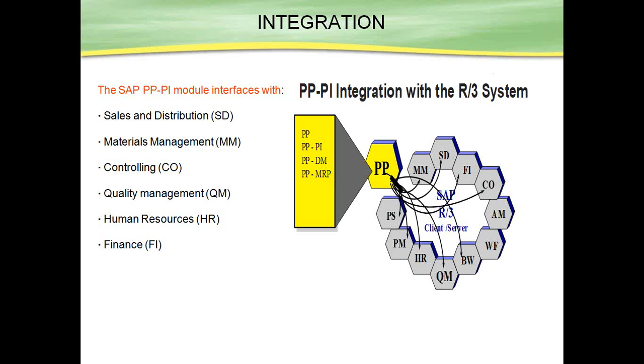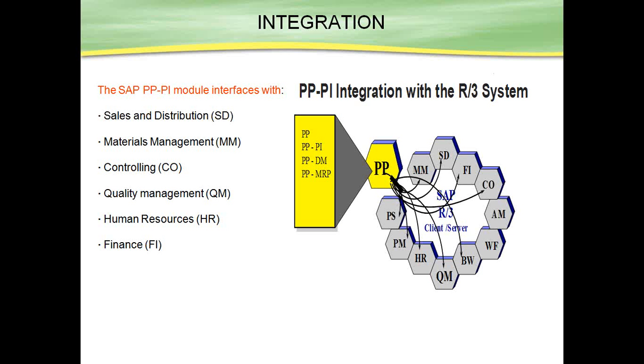Then quality management. Suppose you have manufactured one product and you want to check whether it is fit for customer need or not. It comes under the quality management. And then human resources. Definitely in a production process, you need some labor, officers, engineers. So it is integrated with the HR module. The final one is your finance module.